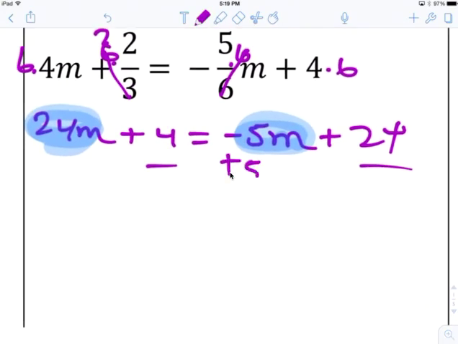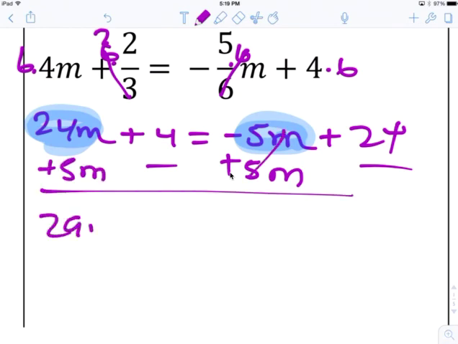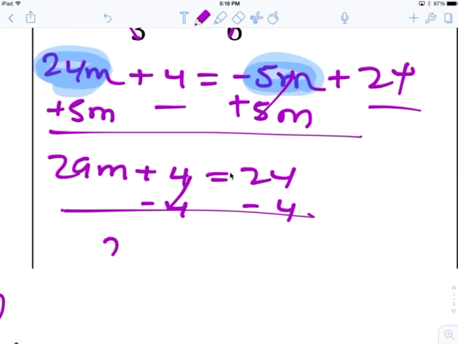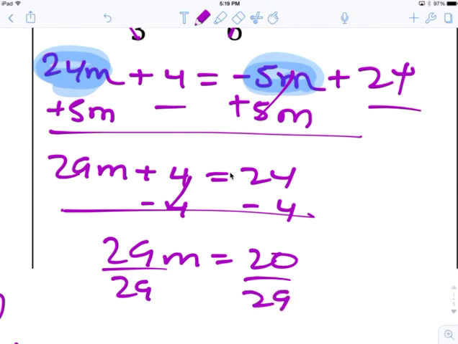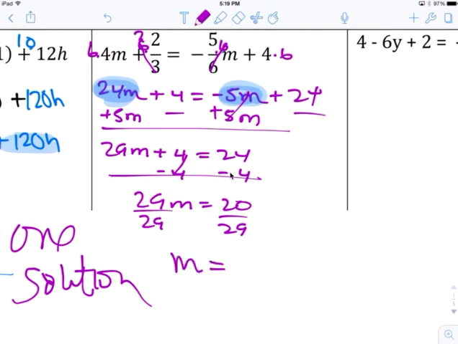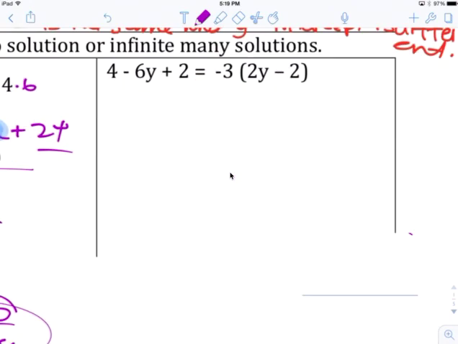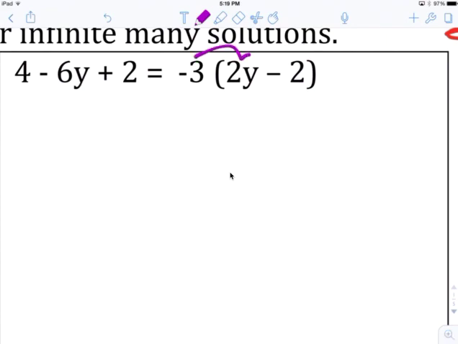Add 5m, add 5m. You get 29m plus 4 equals 24. Subtract 4, subtract 4. 29m equals 20. Divide by 29, divide by 29. I'm doing this fast, so I'm hoping to get it right. Equals 20 over 29. That's one solution, okay? Here, distribute, additive inverse, negative 6y plus a positive 6, negative 6y plus 2.